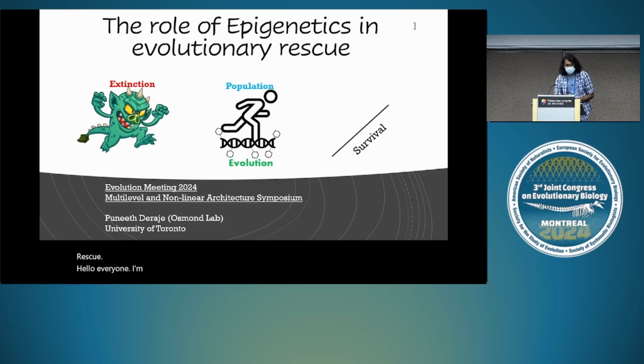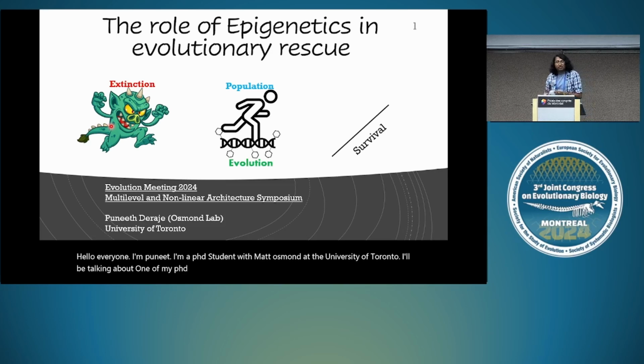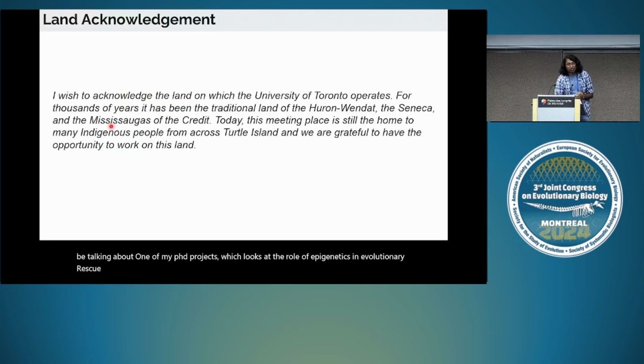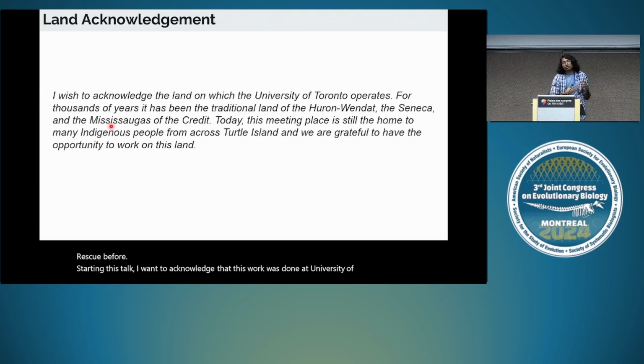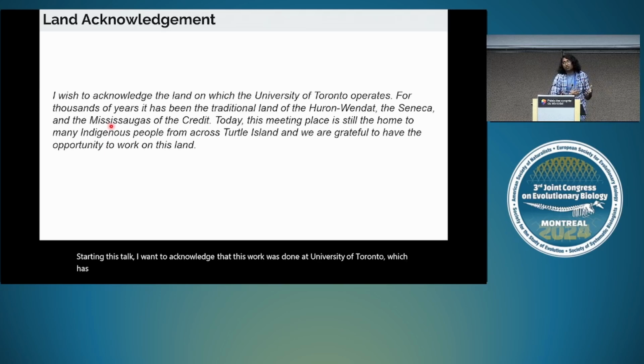Hello everyone, I'm Puneeth. I'm a PhD student with Matt Osmond at the University of Toronto. I'll be talking about one of my PhD projects, which looks at the role of epigenetics in evolutionary rescue. Before starting this talk, I want to acknowledge that this work was done at the University of Toronto, which has traditionally been the land of the Huron-Wendat, the Seneca, and the Mississaugas of the Credit, and I'm grateful for the opportunity to work there.